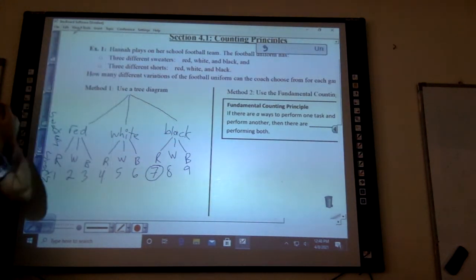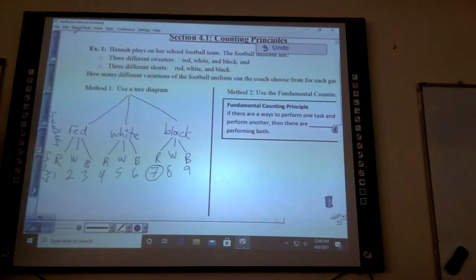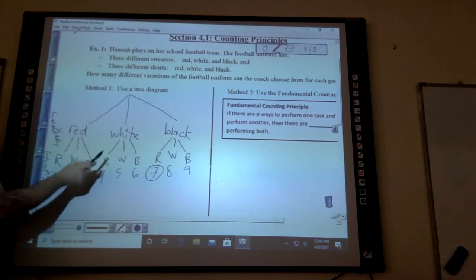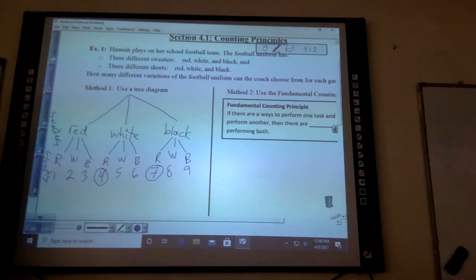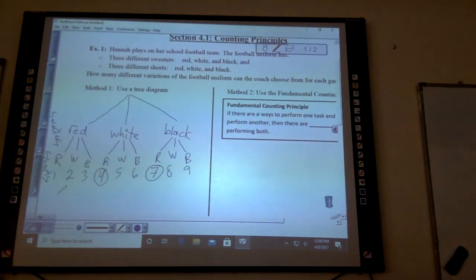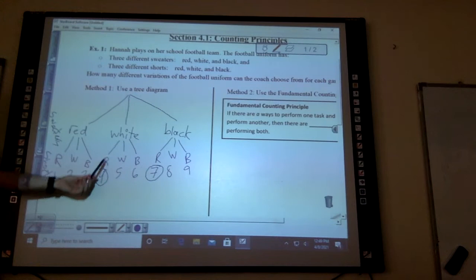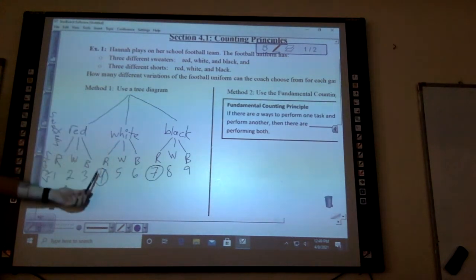I've seen many different variations on how to interpret one of these. You need to be careful with how to read this. What if I said, let's pick option 4 here. Someone else, what does option 4 tell us about my sweater and my shorts? So I heard white, I heard red. If I follow this path, I've got a white sweater and red shorts.